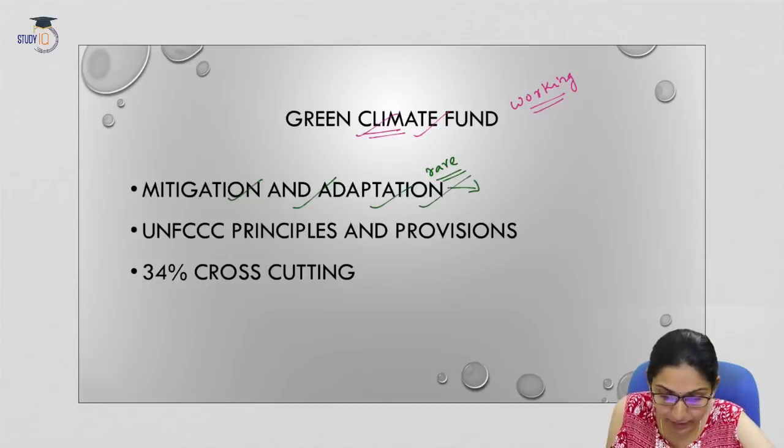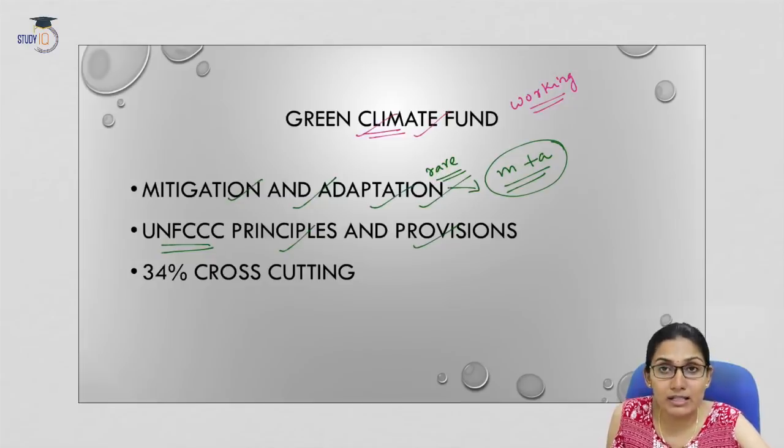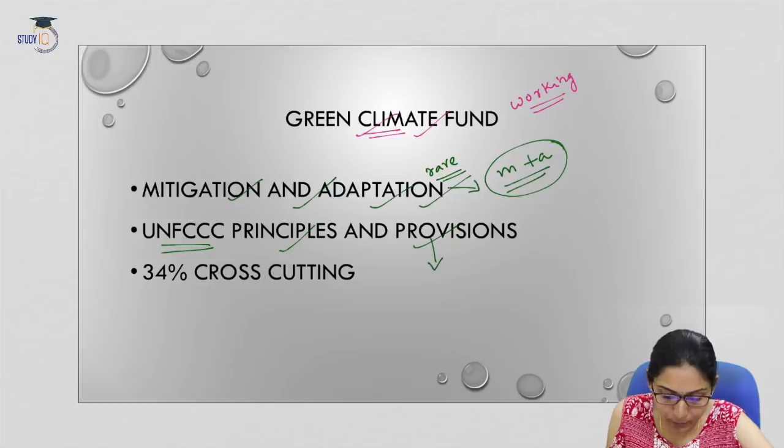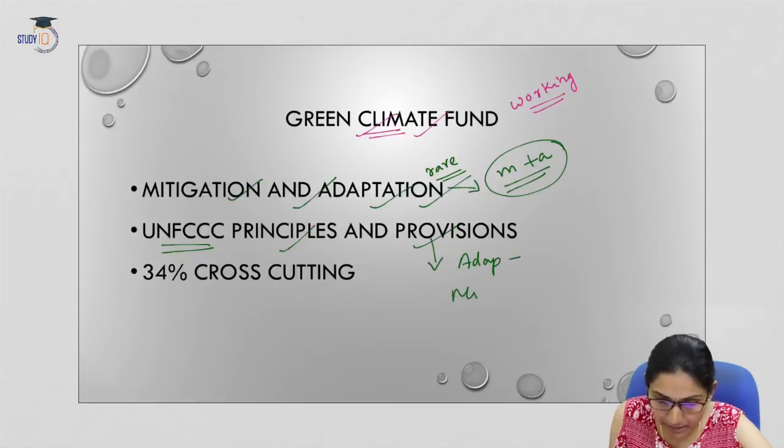So it has provided funds for both mitigation plus adaptation, and it has also adopted the UNFCCC principles and the provisions. So it is guided by the provisions of UNFCCC. Now when we look at the share of funds allocated by the Green Climate Fund for adaptation projects and mitigation projects, adaptation gets 24% and mitigation gets 42%.